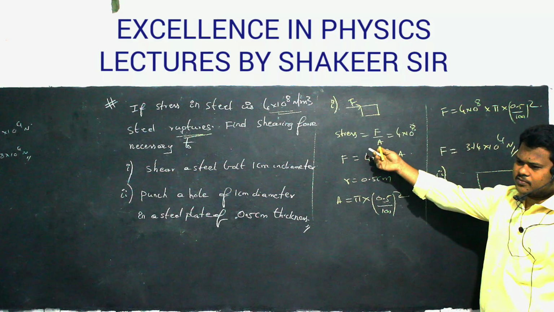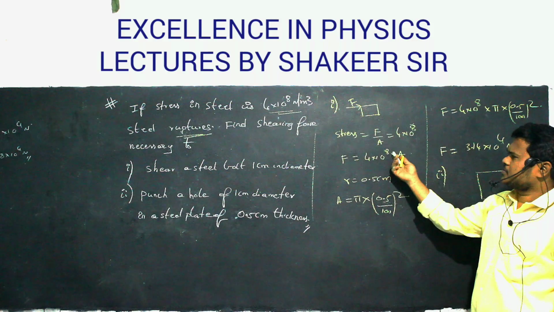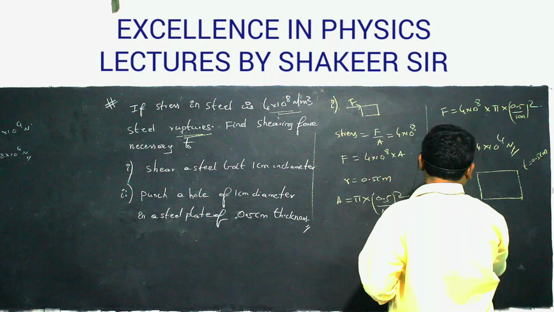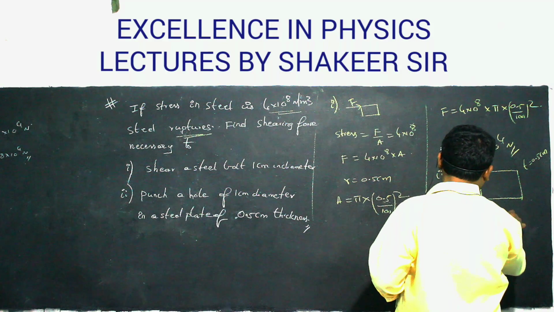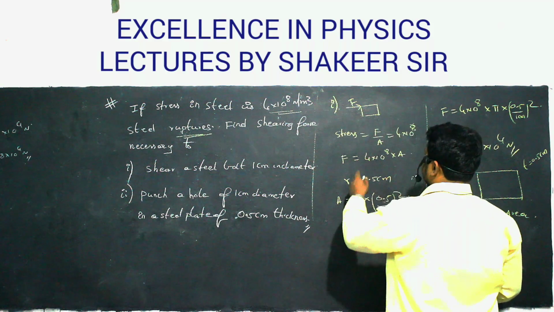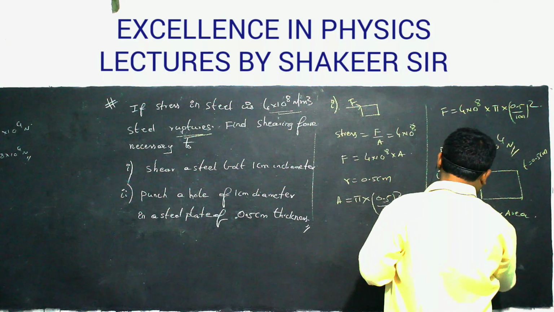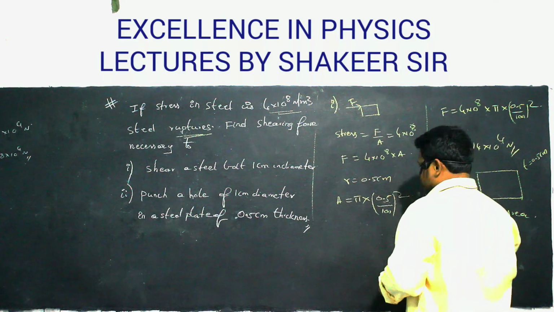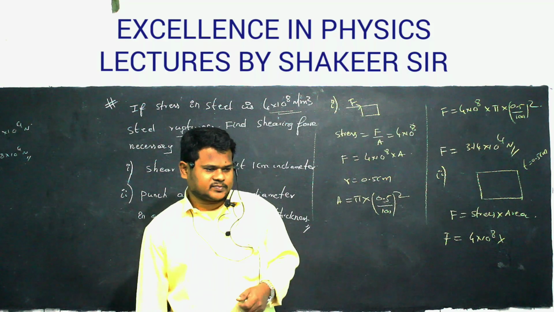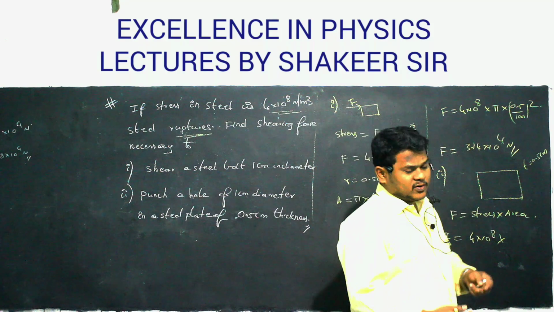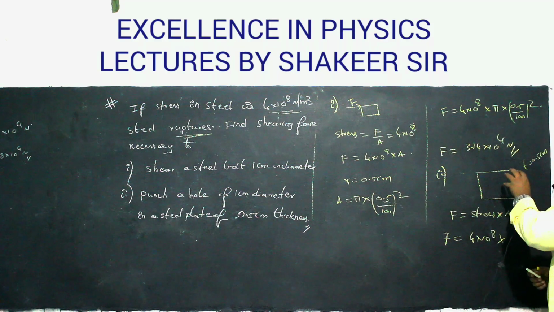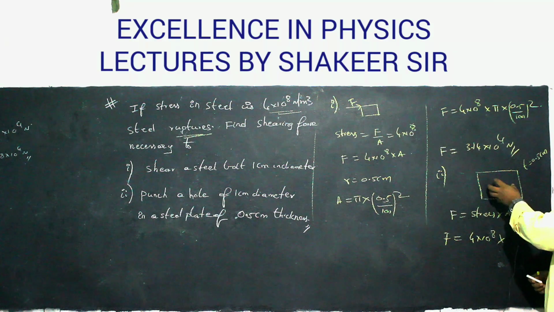Stress is equal to force per area. Force is equal to stress into area. So let us write the same relation. So force is equal to stress into area. So force is equal to stress value is how much? 4 into 10 power 8. Now the question is, what is the area on which I have to apply this force? 2 pi r becomes only length. So 2 pi r only becomes the length of this one.